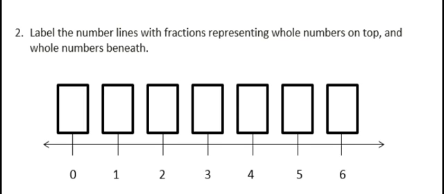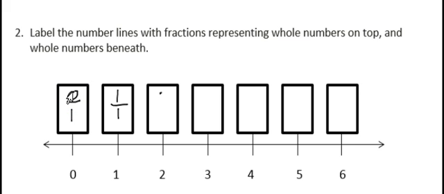In the next section, we're going to represent the numbers on a number line as fractions. If I start with 0, 0 would mean that I have 0 wholes. The 1 as my denominator means 1 whole. So if I have 1 whole, I would write that as 1/1.